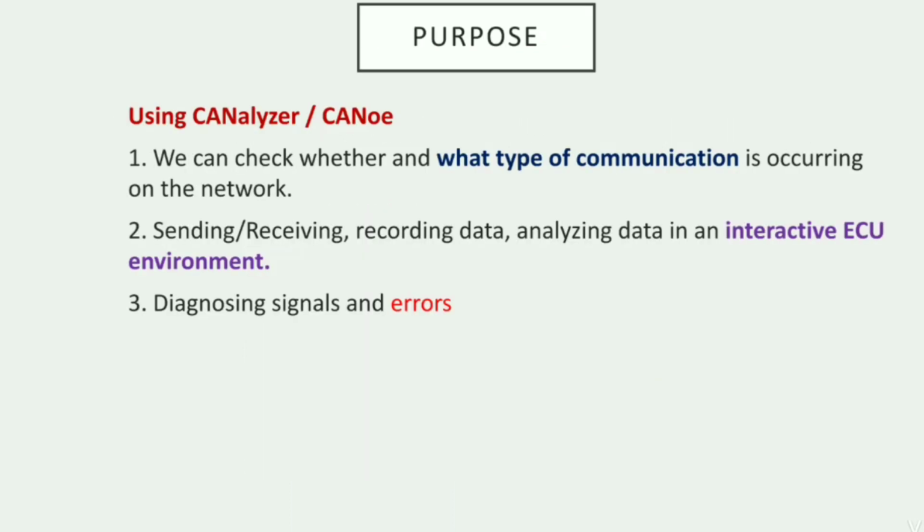Then the purpose of CANoe: here we have given it as a statement. We can check what type of communication is occurring on the network, then sending, receiving, recording, and analyzing the data in the interactive ECU environment, and diagnosing signals and errors. So these three are the main purposes; whatever stuff you do will fit within these three points. These are the three main things the tool is used for.